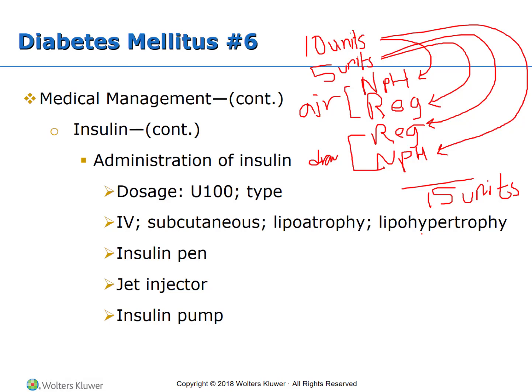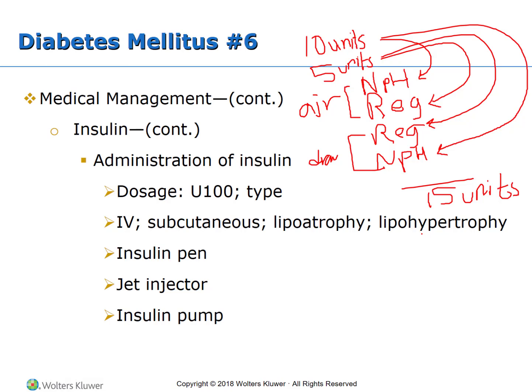For IV, the only time we use the IV route is when the patient really needs insulin fast. So let's say someone who's going into ketoacidosis and we need to give them insulin intravenously, and the only medication that can go into IV is regular insulin. Okay, so the short-acting regular insulin.